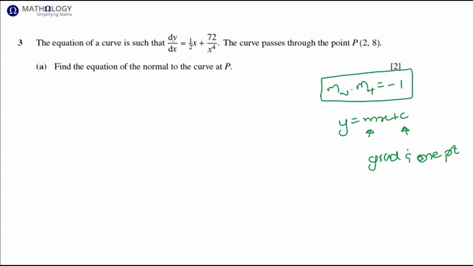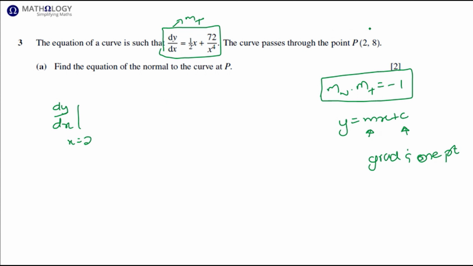To get the gradient of the tangent, we look at what's been given to us here. dy dx, this expression over here, represents the gradient of a tangent to a curve. Now, this represents the gradient of any tangent to the curve. To find the exact value of a gradient of a tangent to a curve, you need to know what the point of contact is, and they've told us that the point of contact is P(2, 8). So the first thing we're going to do is determine the gradient of the tangent.